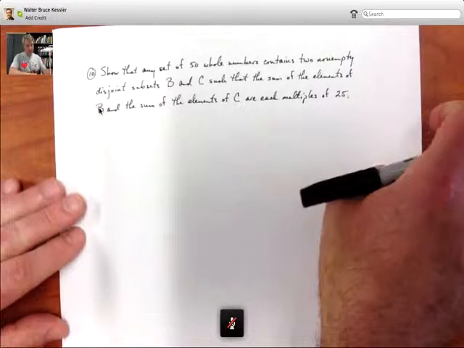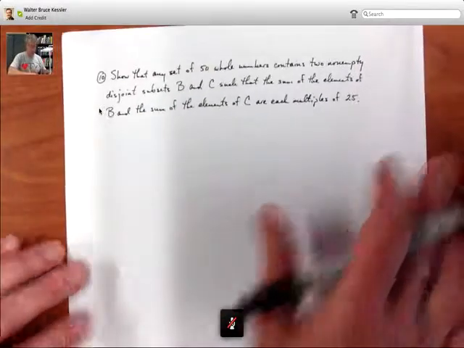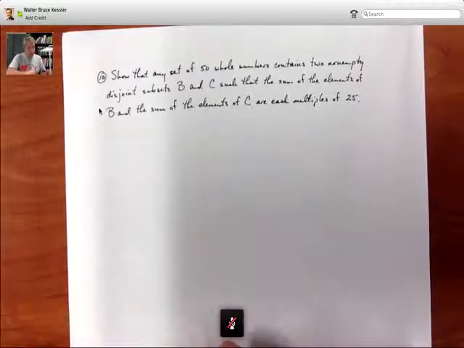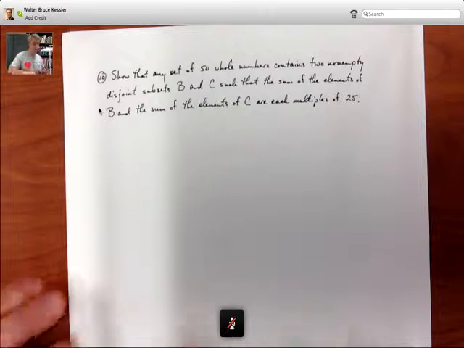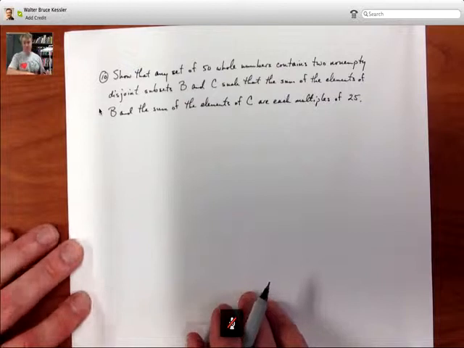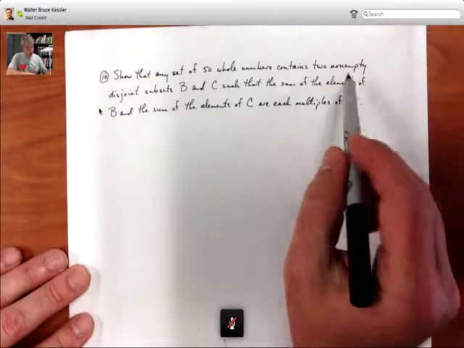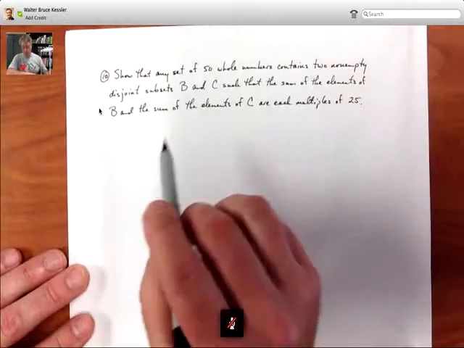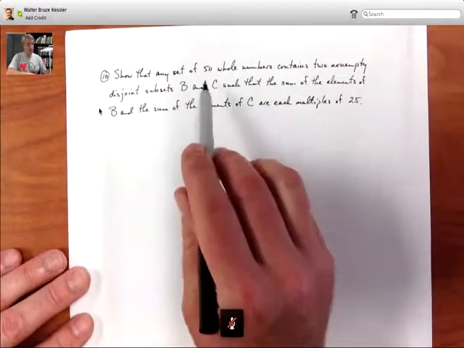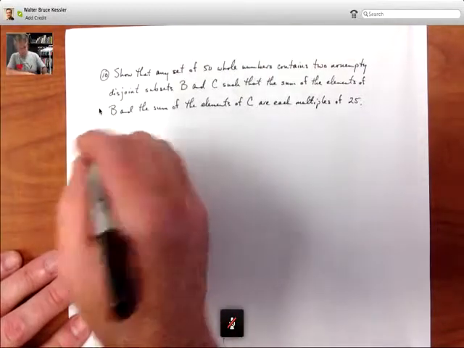Alright. 10 was probably one of the more challenging ones, although it's a variation of one that was given to you in the examples in the chapter. It asks us to show that any set of 50 whole numbers contains 2 non-empty disjoint subsets B and C, such that the sum of the elements of B and the sum of the elements of C are each multiples of 25. Okay? Things that are important here, you've got to be disjoint subsets. The way we guarantee that is go ahead and split this up into 2 disjoint subsets.